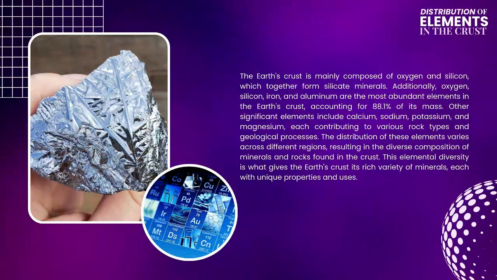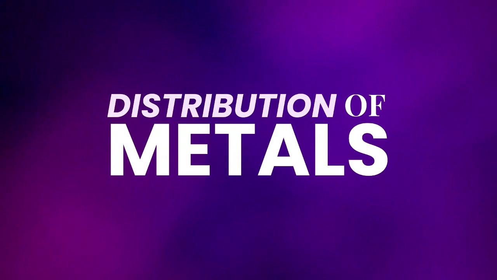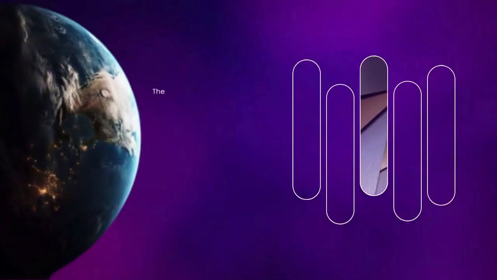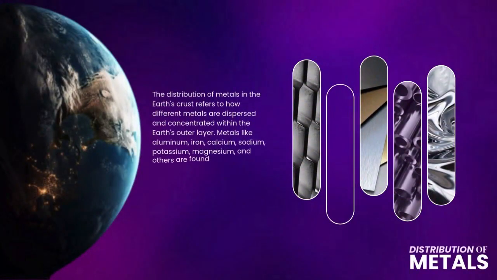The distribution of these elements varies across different regions, resulting in the diverse composition of minerals and rocks found in the crust. This elemental diversity is what gives the Earth's crust its rich variety of minerals, each with unique properties and uses. The distribution of metals in the Earth's crust refers to how different metals are dispersed and concentrated within the Earth's outer layer.